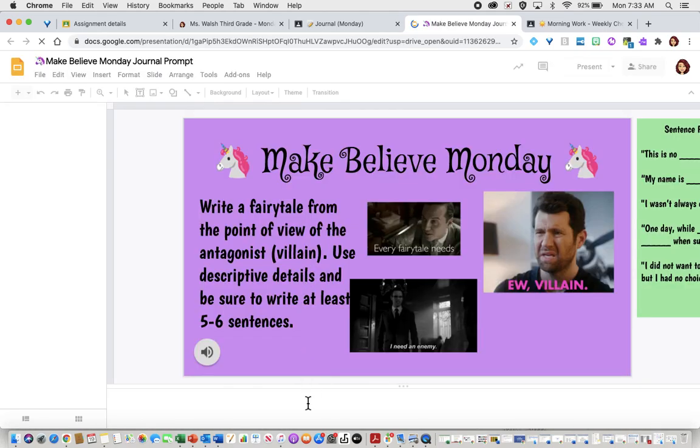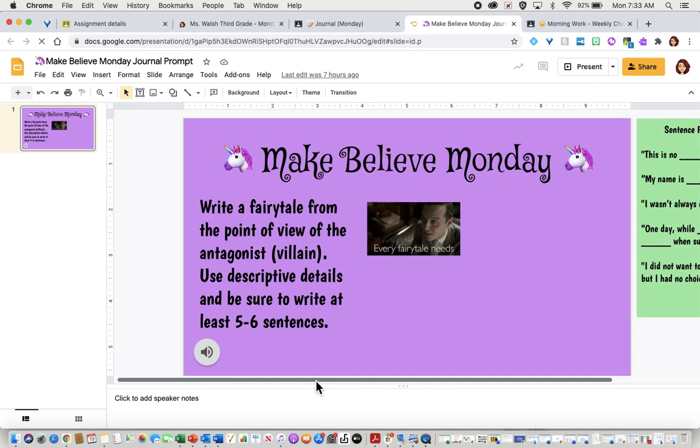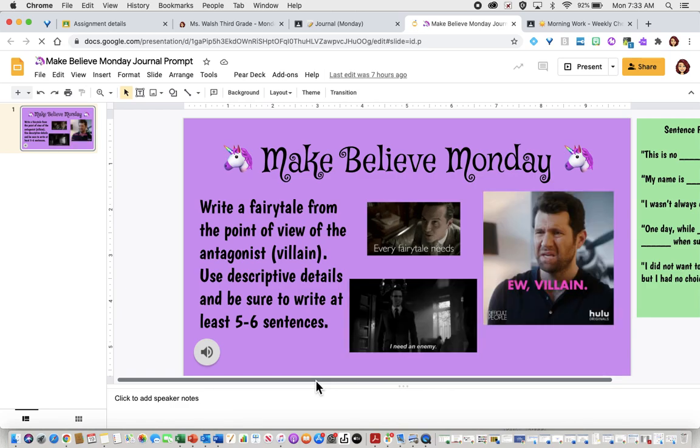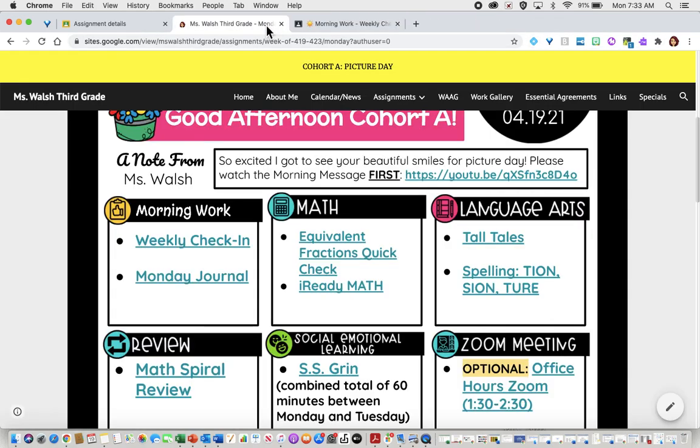Alrighty. Then we have our Monday journal. For our Monday journal, you are going to write a fairy tale from the point of view of the antagonist, or another word for antagonist might be villain, in the case of a fairy tale. So you are going to be using descriptive details and be sure to write at least 5 to 6 sentences. Sentence frames and starters are provided on the right, as always. Again, you do not need to use them, but they are there as a support if you need it or would like it.